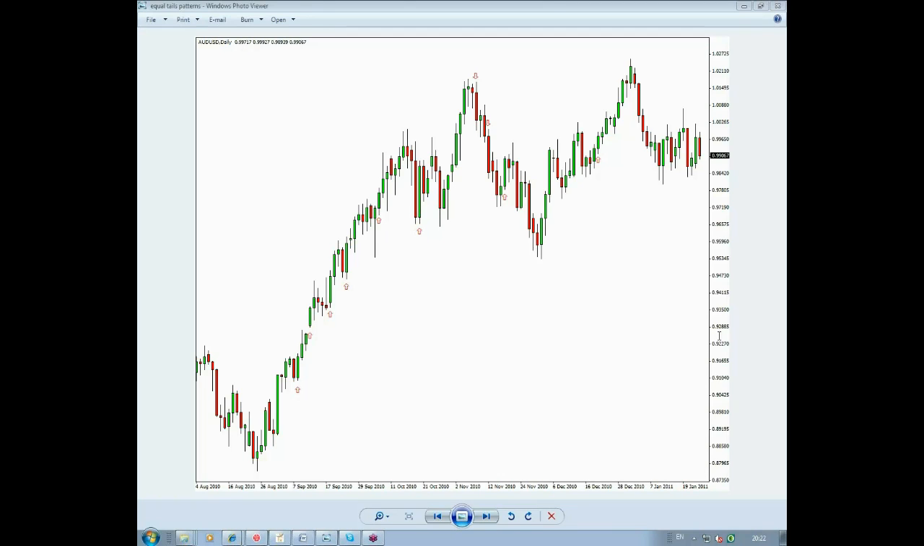So the next pattern, and one of my personal biggest loves, is the equal tails. I know it's something new for some of you friends, but I love it. I love it. I use it.